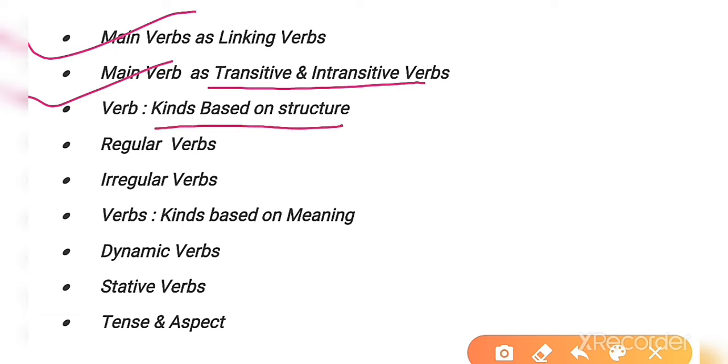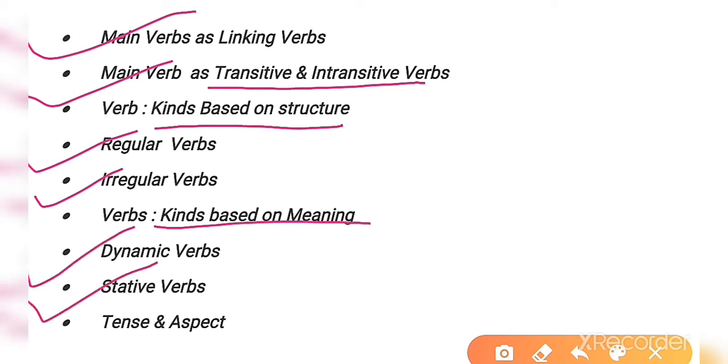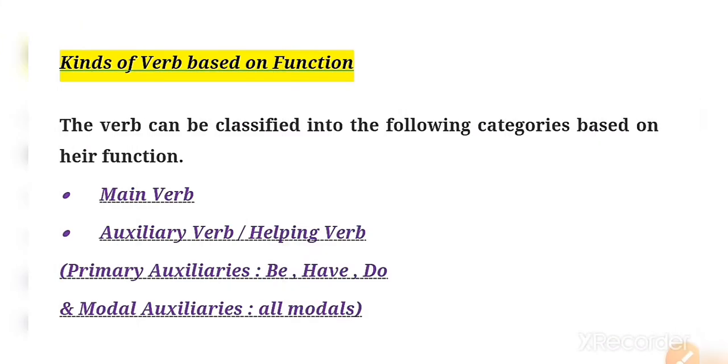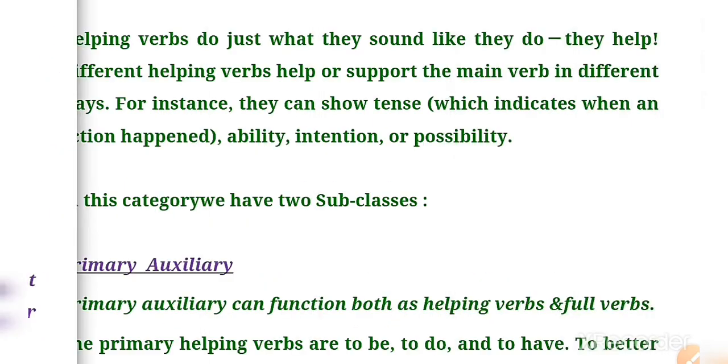Here we will be getting on regular, irregular. Then after kind based on meaning. According to meaning, the verbs we will have dynamic and stative verb. Also, we will be seeing how a verb can be used in tenses and aspect. So let us begin the class. These things we have already completed.